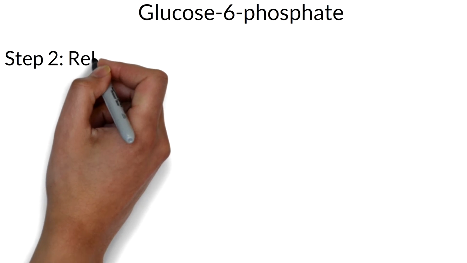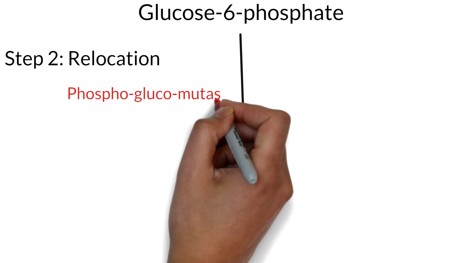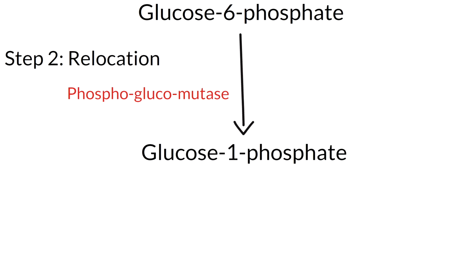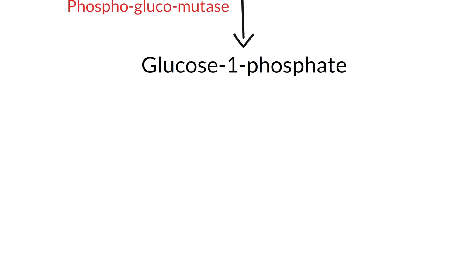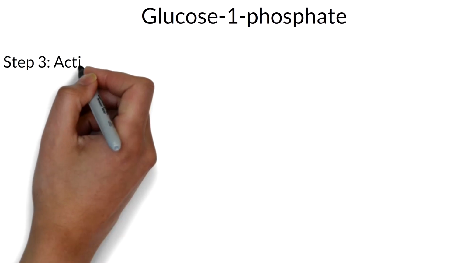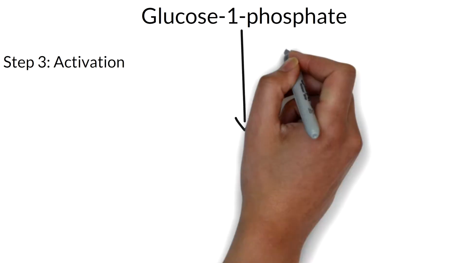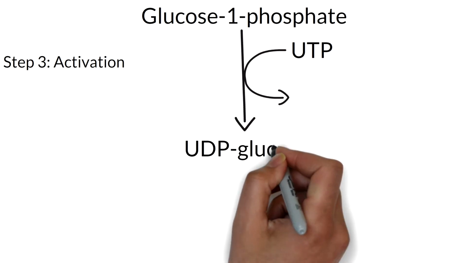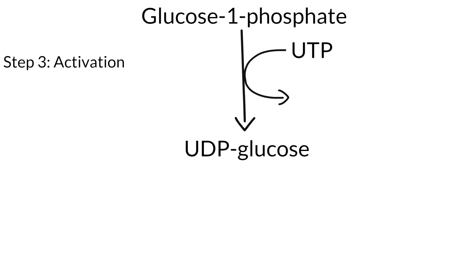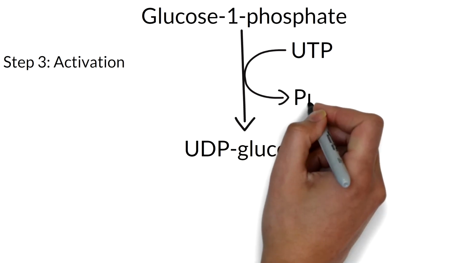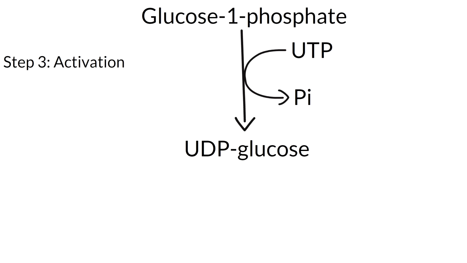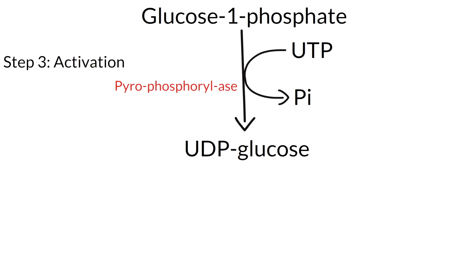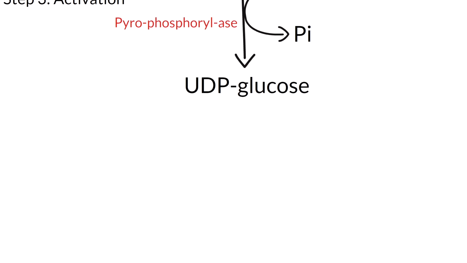The second step involves the relocation of the phosphate group. The reaction is catalyzed by phosphoglucomutase. Here, the phosphate moves from carbon 6 to carbon 1, producing glucose 1-phosphate. The next process involves the activation of the glucose molecule. Here, uridine triphosphate is utilized to produce the activated form of glucose, known as uridine diphosphate glucose. The byproduct of this reaction is inorganic phosphate, which can be utilized in the steps of glycolysis for energy production. The reaction is catalyzed by pyrophosphorylase.